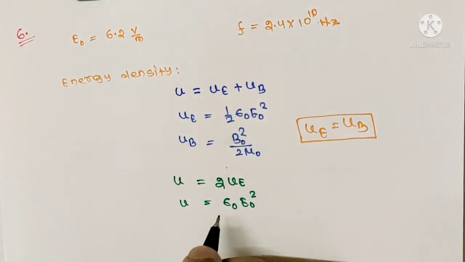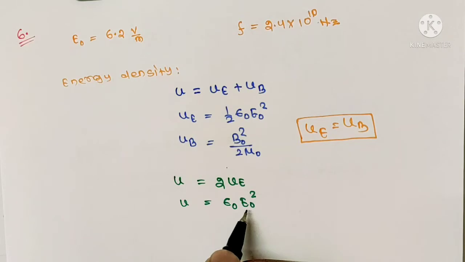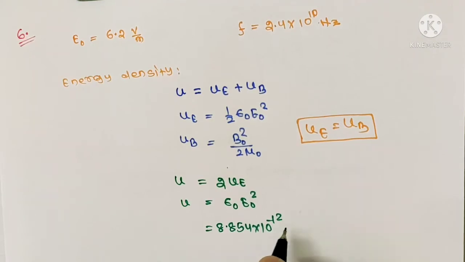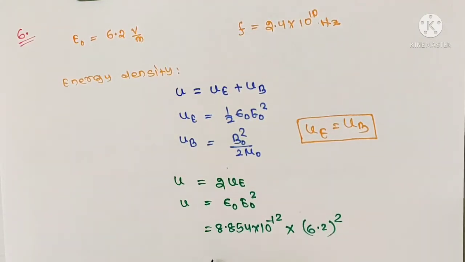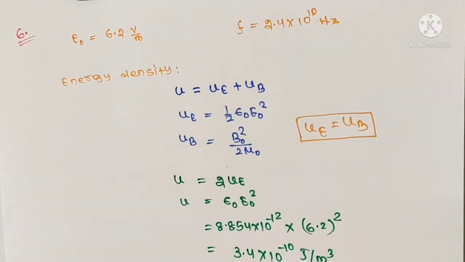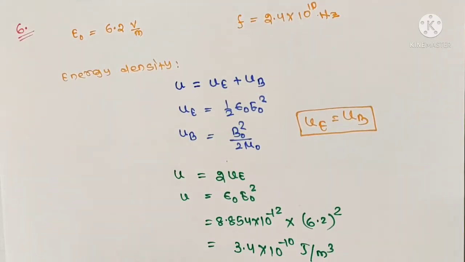So now we can put the value of epsilon naught and amplitude of electric field, that is 8.854 into 10 to the power minus 12 into 6.2 whole square, which is equals to 3.4 into 10 to the power minus 10 joule by meter cube. So your correct option is option 3.